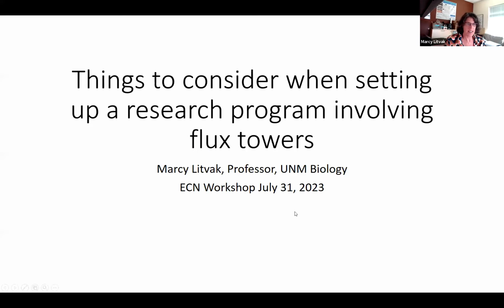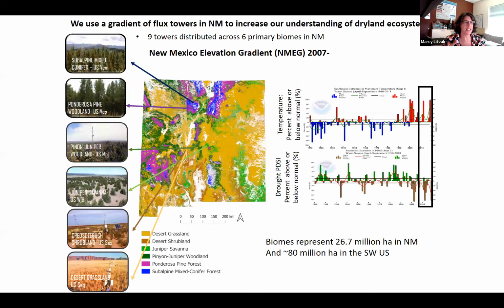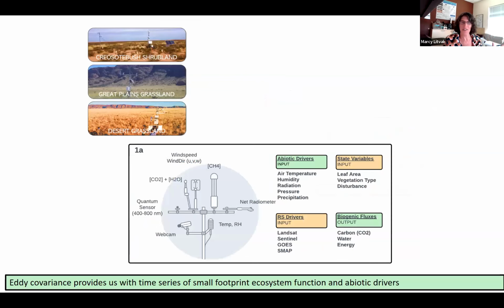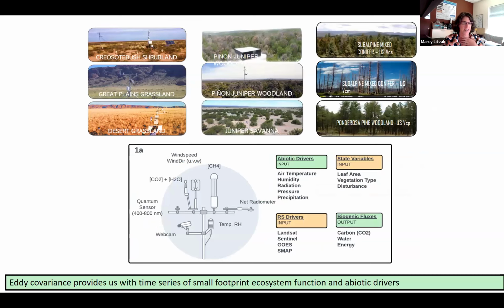Okay, let's see if I can actually change this. I have a gradient of towers in New Mexico that we call the New Mexico elevation gradient. We have 9 towers spread throughout dominant ecosystems across New Mexico. You guys know this, you know what towers do. Some of these are on animation. They're perfect for giving us a small footprint view, a snapshot of the ecosystem and the drivers that are driving them.